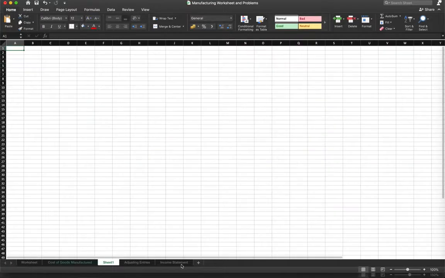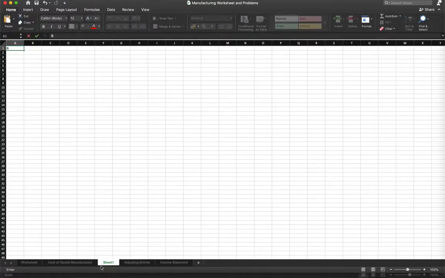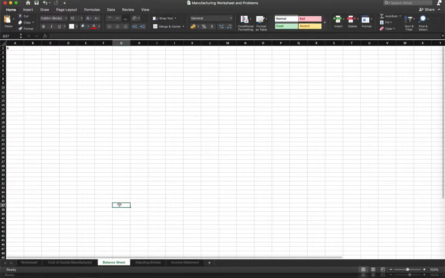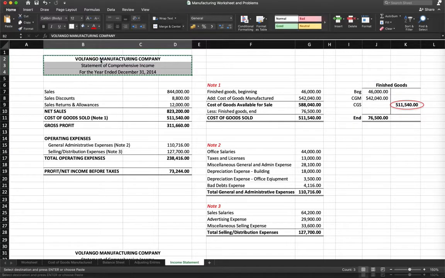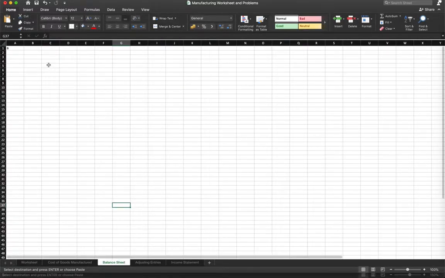Gawa naman tayo ng balance sheet. Balance sheet and statement of changes in equity. Ano tayo dito? Balance sheet. Okay, konti lang naman eh. We're almost done. Kapehin ko na lang to. Balance sheet naman tayo.